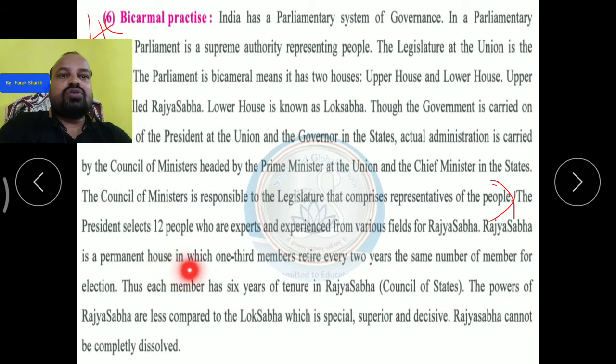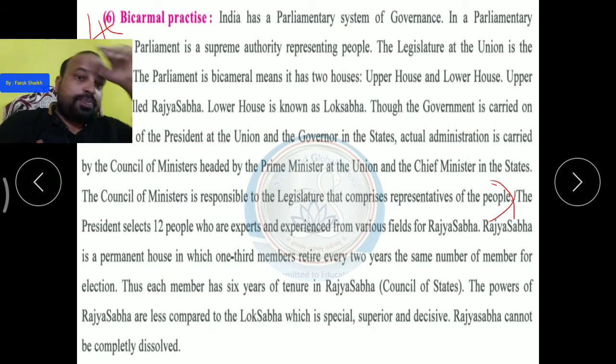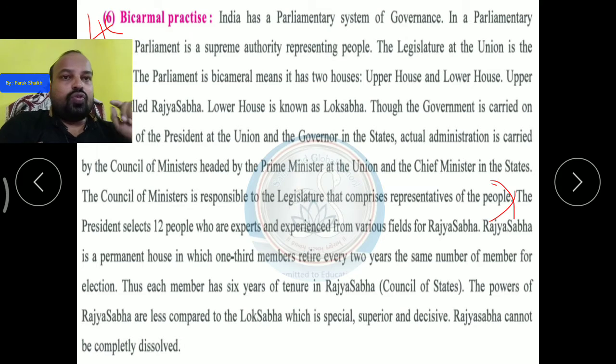Rajya Sabha is a permanent house in which one third of the members retire every 2 years. It is not dissolved completely. You cannot dissolve the Rajya Sabha entirely. One third of the members retire every 2 years, and the same number of members are elected. Thus, each member has 6 years of tenure in the Rajya Sabha. The term duration for one member is 6 years.